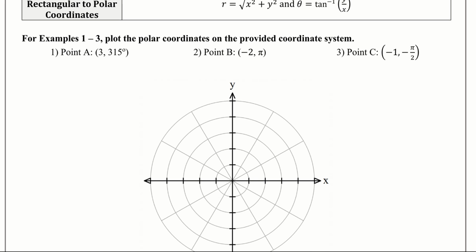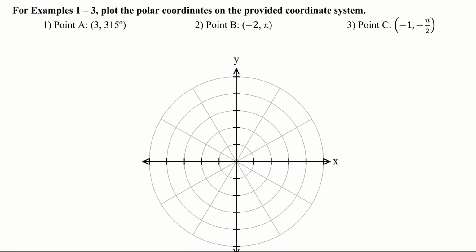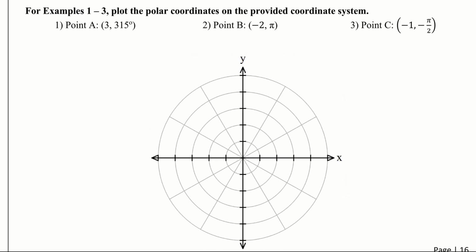All right, but let's just start with plotting them. So let's say we're given these three different sets of polar coordinates. Now, most of the time, polar coordinates are done in radians, but I am going to show you what it would look like if it's in degrees, just for your curiosity.